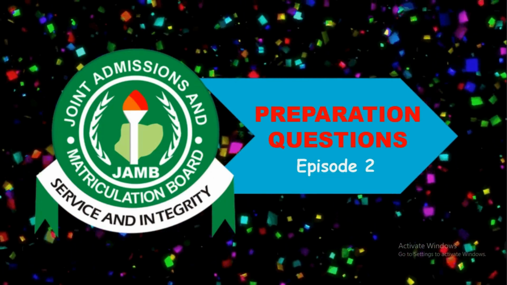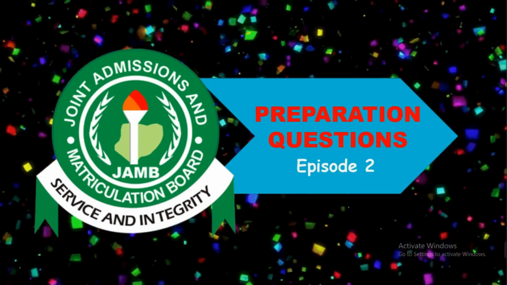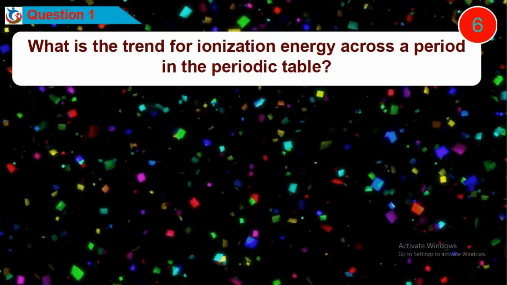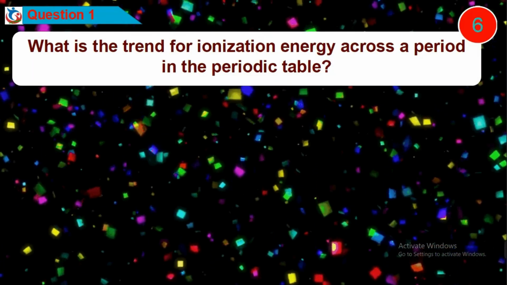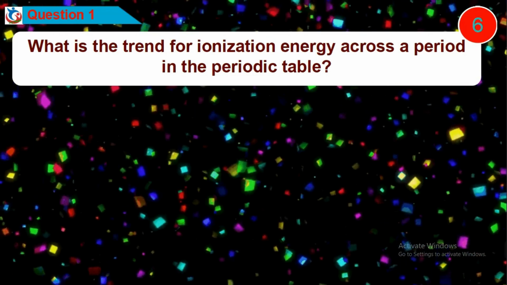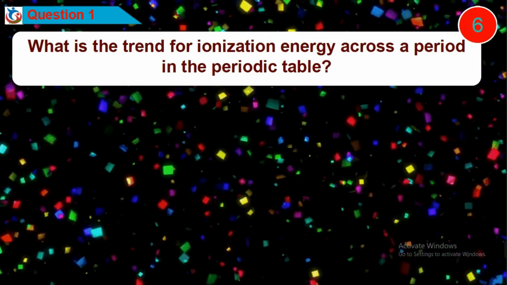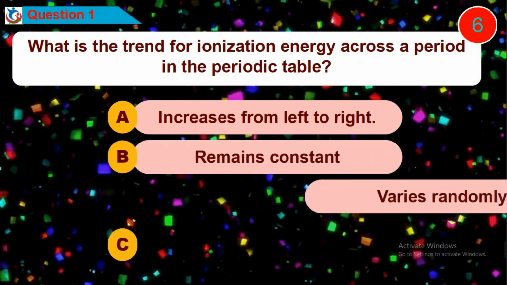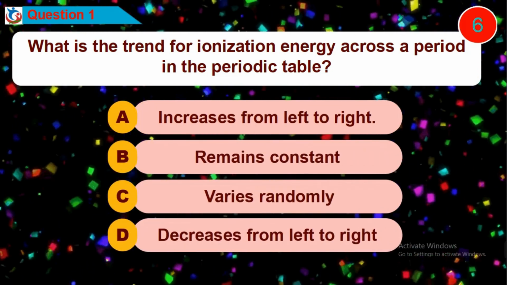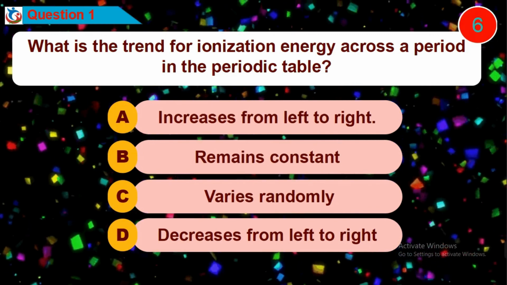This is JAMB chemistry revision questions. Enjoy. Question 1. What is the trend for ionization energy across the period in the periodic table? Is it option A, B, C, or D?